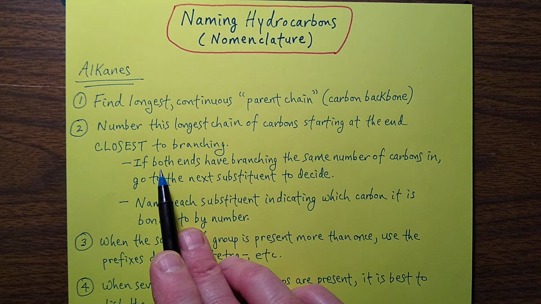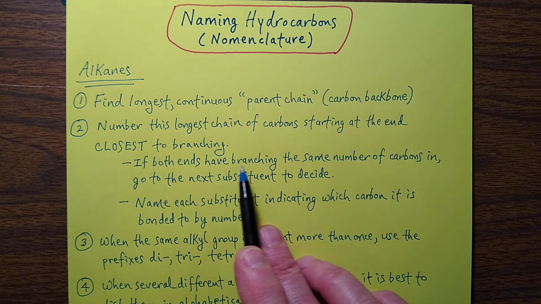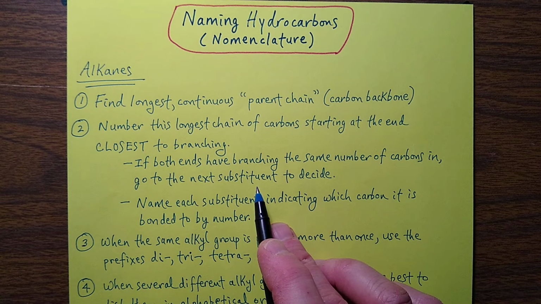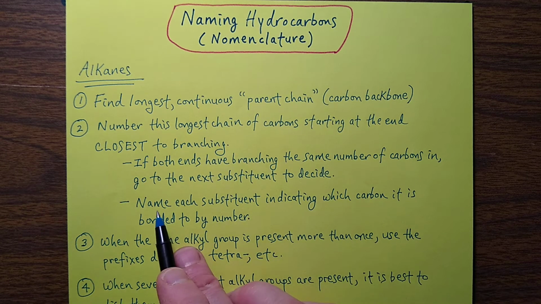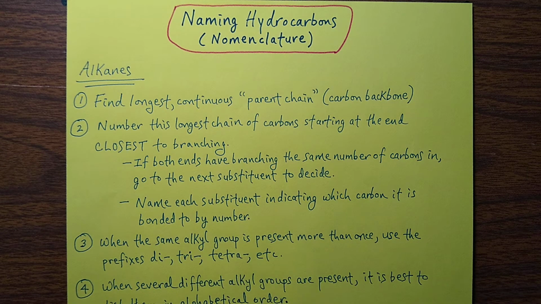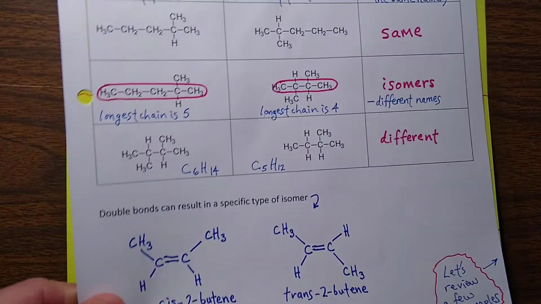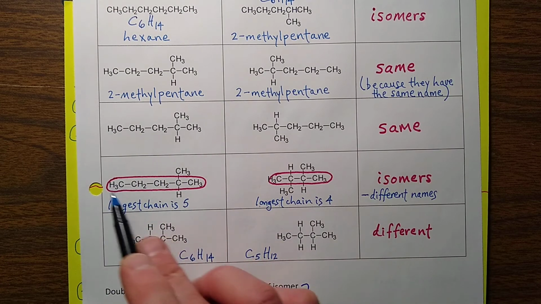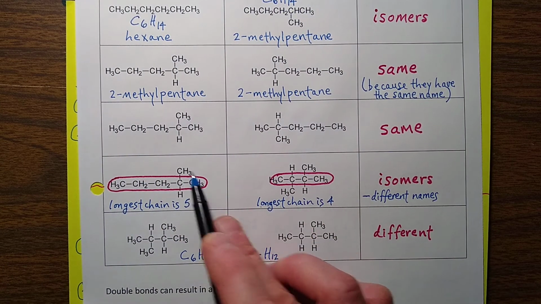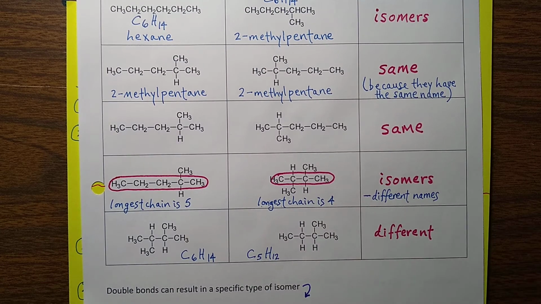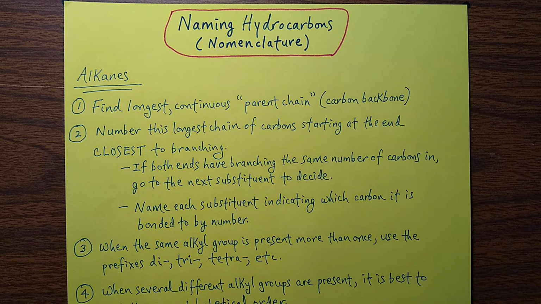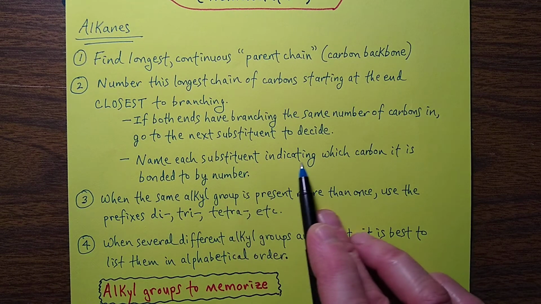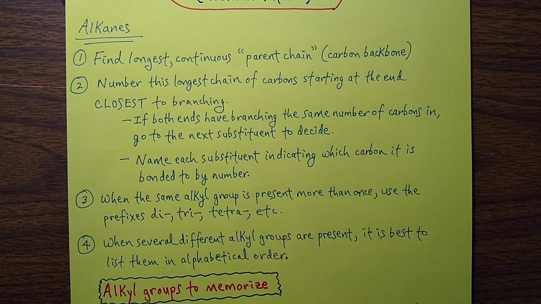We'll clarify these. If both ends have branching at the same number of carbons due to symmetry, then you go to the next substituent to decide. You name each substituent. Again, substituents are things like this. They're something that's hanging off of the ring. They're something that is not part of the main chain. These methyl groups are substituents. They could be CH3 groups, they could be a bromine atom, they could be a phenyl group, all sorts of things. But you name each of those substituents, indicating which carbon it's on, using a number.